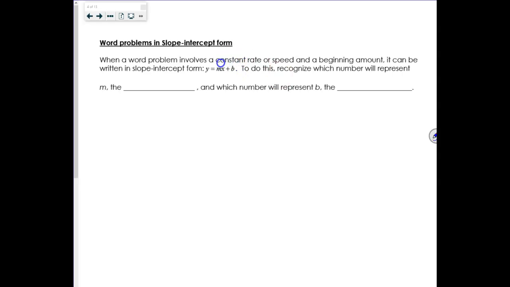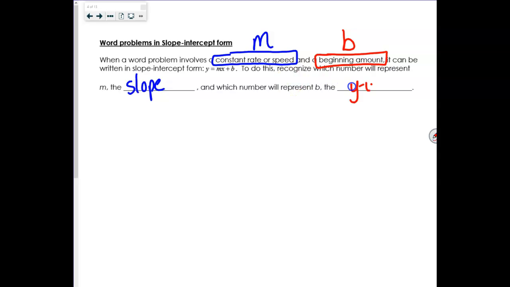But right here it says, sometimes your problems involve constant rate or speed, which is representative of your slope. And then it'll talk about a beginning amount, which is representative of your y-intercept. So they just want you to fill in those words right here, where m represents the slope and b represents the y-intercept.